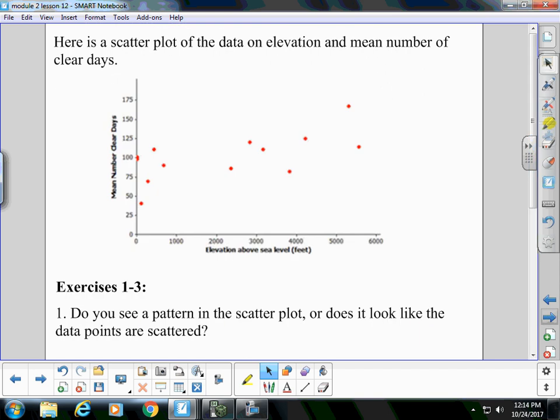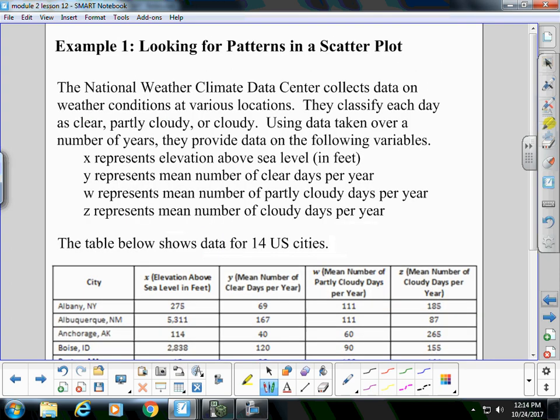Here is a scatter plot of the data on elevation and mean number of clear days. So it's elevation, which would be X right here, elevation above sea level, and then Y, the mean number of clear days per year.